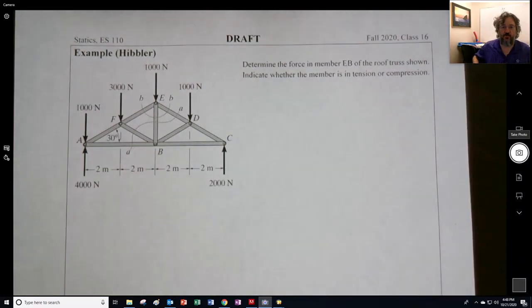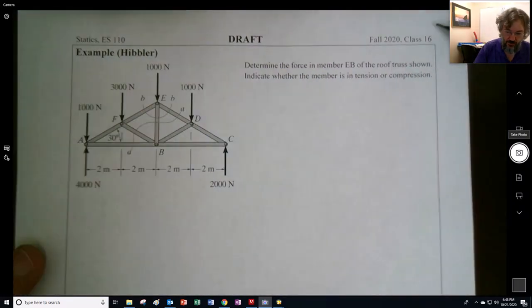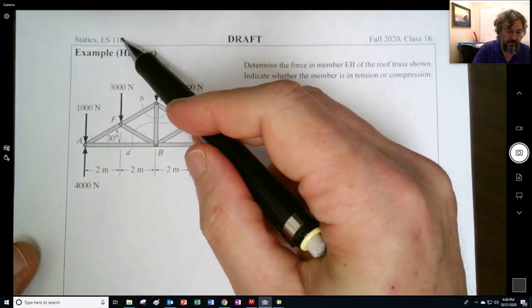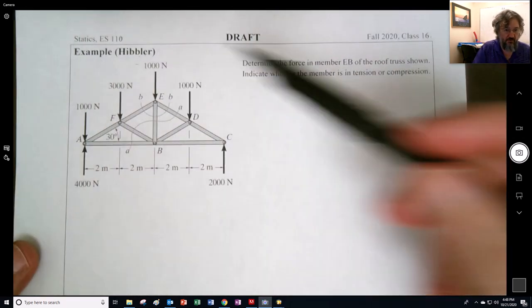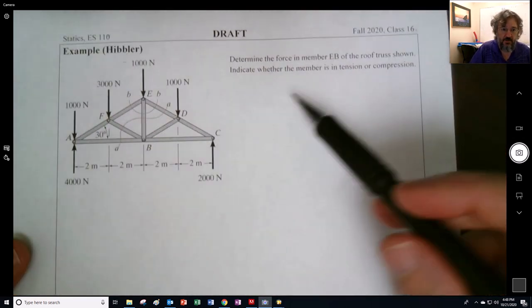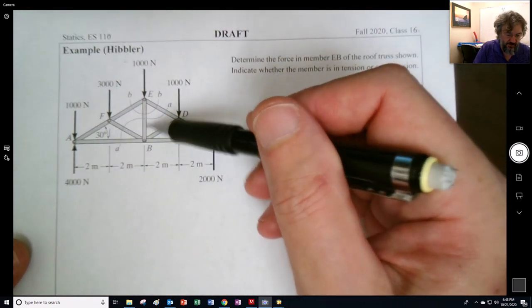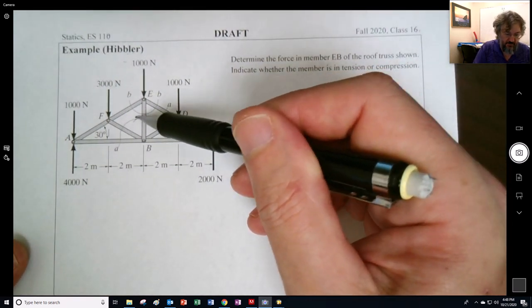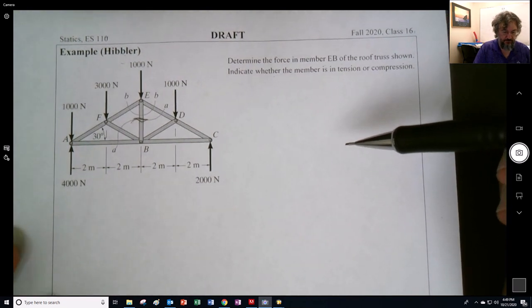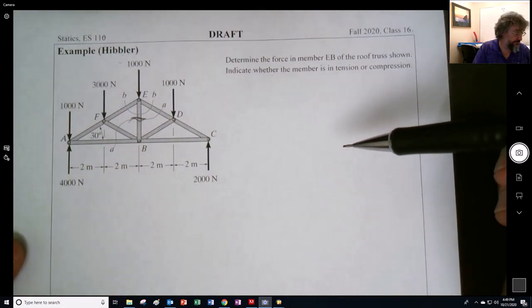Okay, let's do one more extra example for class 16 in ES110. Here's another one from our good friends at Hibbeler. We want to determine the force in member EB, like electric boat, right there, EB. That's our goal, to find that right in there.